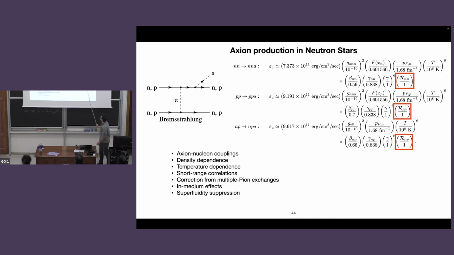And then the last factor is another correction factor. It's due to the superfluidity. This factor is 1 if there's no superfluidity, and it's going to be something less than 1 if there's superfluidity. And the reason for that is if you have superfluidity, a lot of your neutrons and protons will be bound up in Cooper pairs and are not actually free to perform the Bremsstrahlung. So you have this extra suppression factor over here.